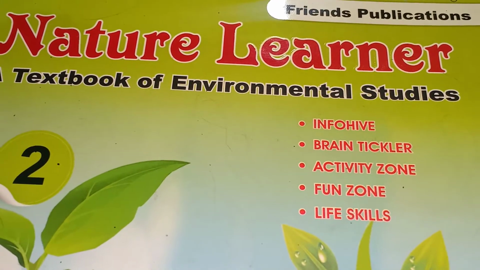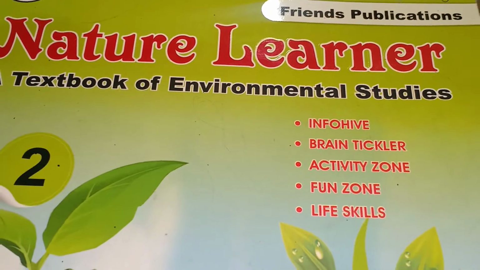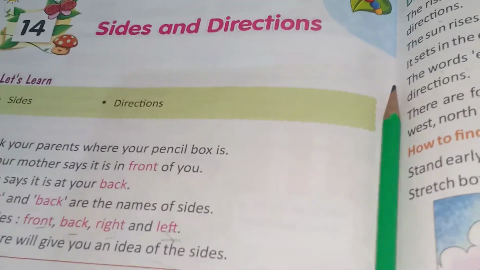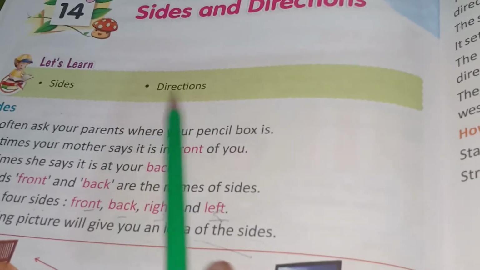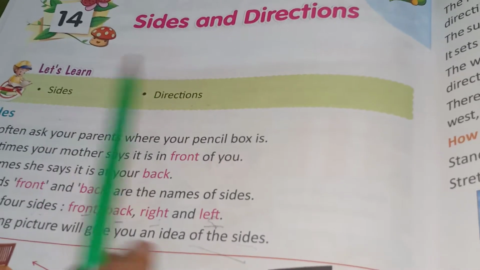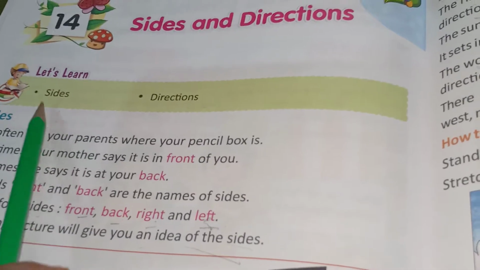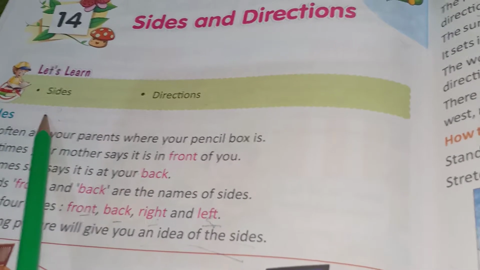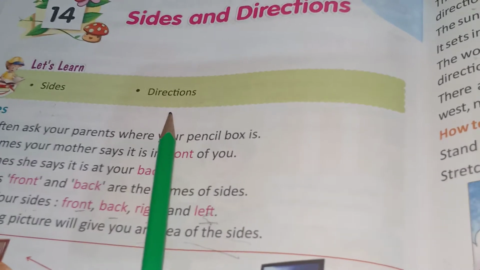So for that, children, you have to take out your Nature Learner EVS book. Take out your book and turn to page number 92. Chapter number 14, as you can see, Sides and Directions. Now children, in this chapter we are going to study about sides and directions, and you all know that there are 4 sides and there are 4 directions. The 4 sides are front, back, right and left. And the 4 directions are east, west, north and south.